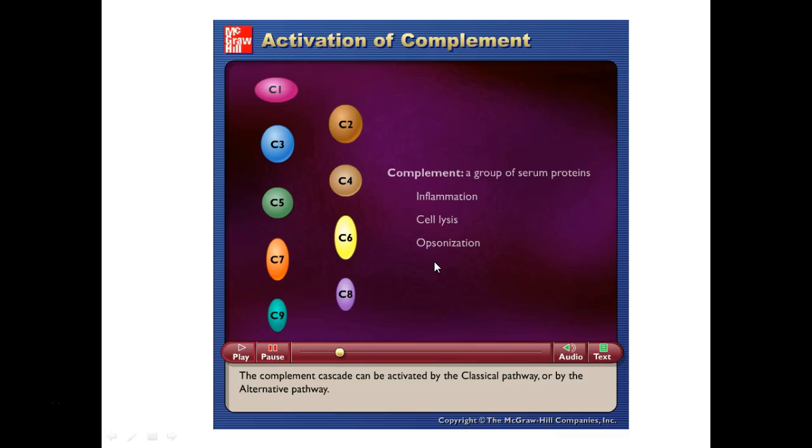C3b, is it part of inflammation, cell lysis, or opsonization? Opsonization. What was the clue there? Remember C3b. Think of binding, right? Because opsonization is basically tagging for destruction, right? C3b binds to the surface of the cell and tags it for destruction. So what's the other one for inflammation? C5a.